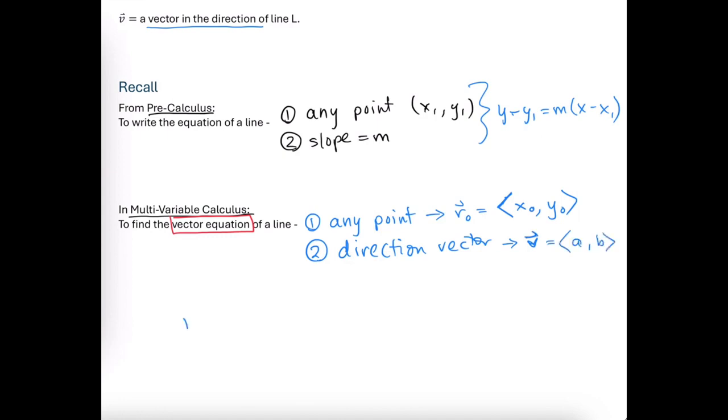So if we are looking for a vector function with an independent variable that is the parameter, that vector equation can be obtained by looking at some point on the line turned into a position vector, plus a scalar multiple, which is the parameter, of the direction vector v.